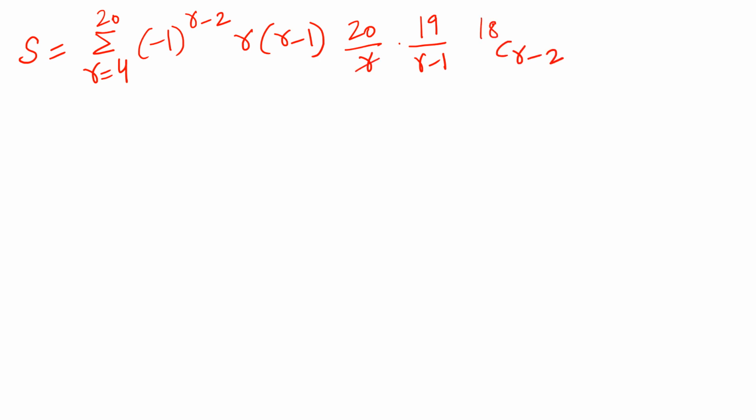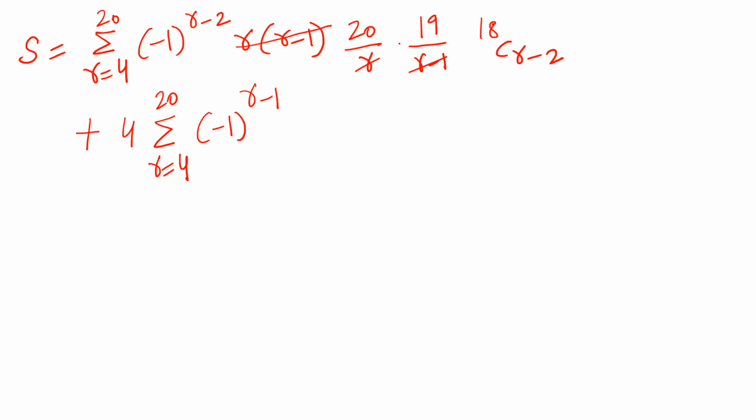Now students, both r and r minus 1 will get cancelled. Now we have minus 4 into summation. Now students, from this second summation, I am taking out minus 1 common. So outside it becomes plus 4.